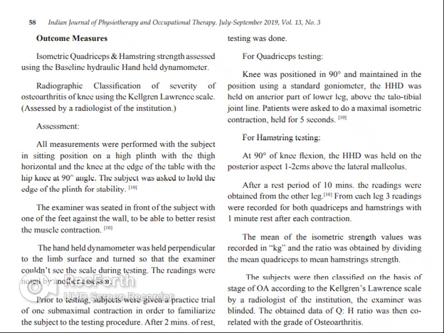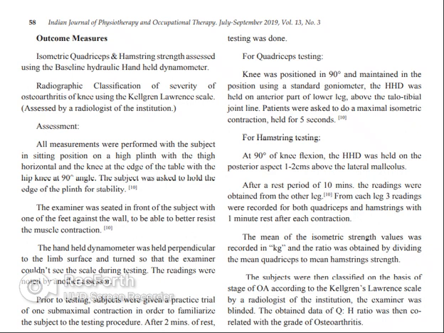for quadriceps testing, the knee was positioned at 90 degrees and maintained in the position using a standard goniometer. The HHD was held on the anterior part of the lower leg above the talotibial joint line. Patients were asked to do a maximal isometric contraction held for 5 seconds.